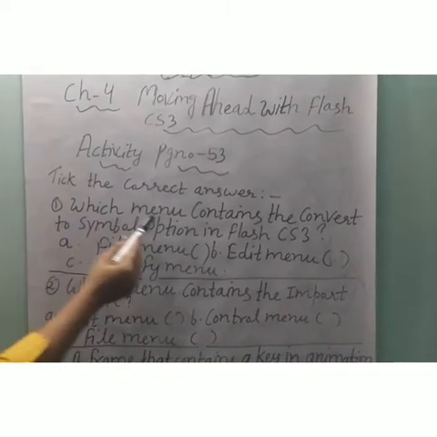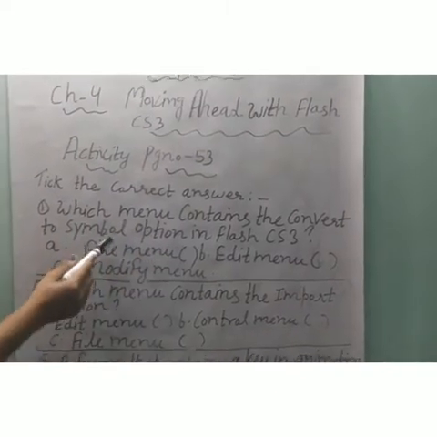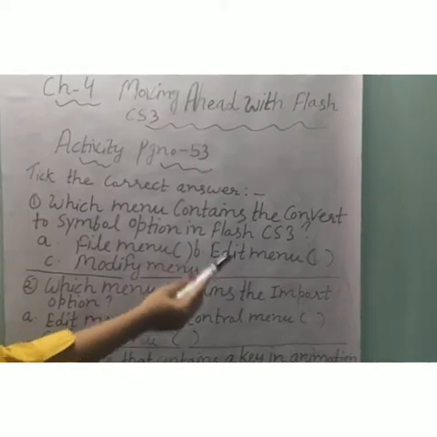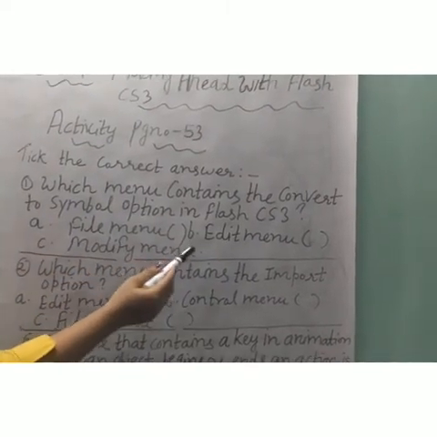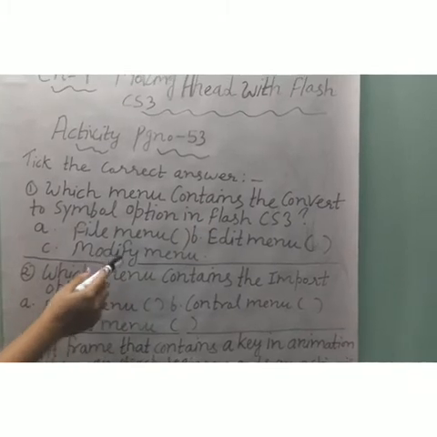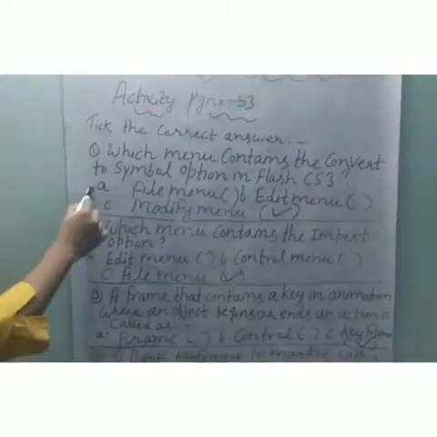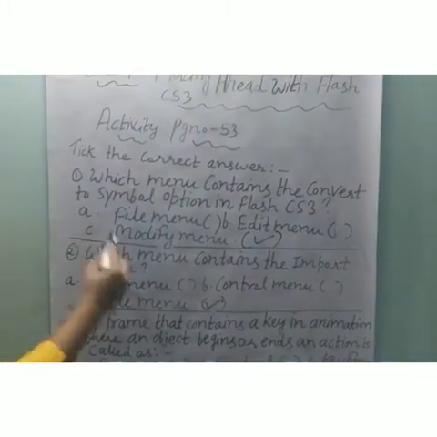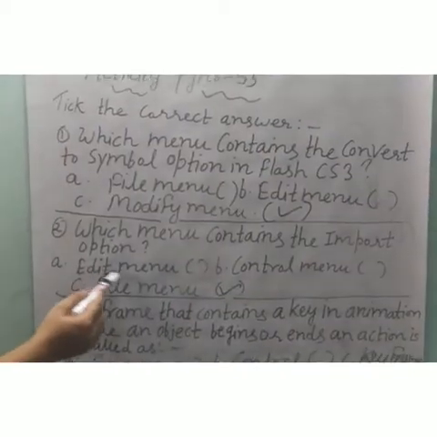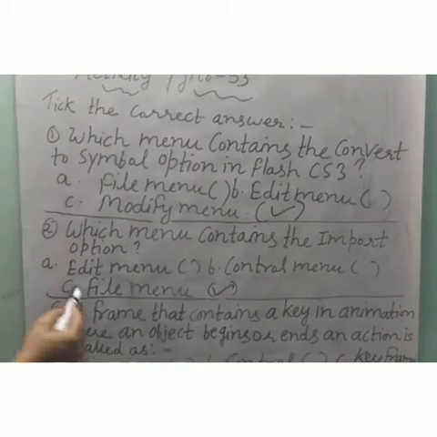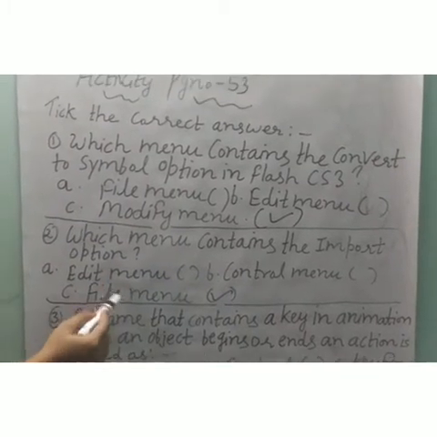First question, which menu contains the convert to symbol option in Flash CS3? The options are File menu, Edit menu and Modify menu. So students, your answer is Modify menu. Second, first Edit menu, second Control menu, third File menu. So the answer is correct, File menu.